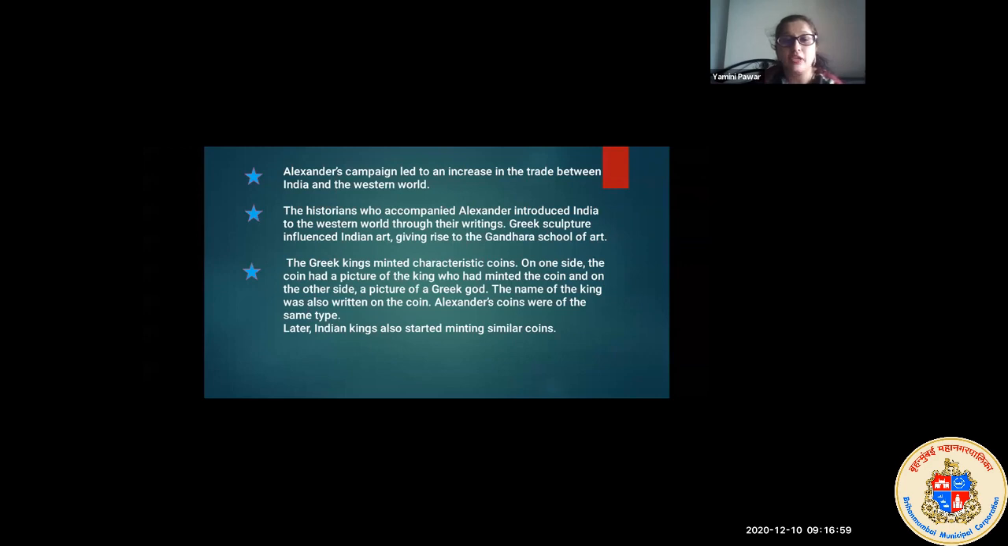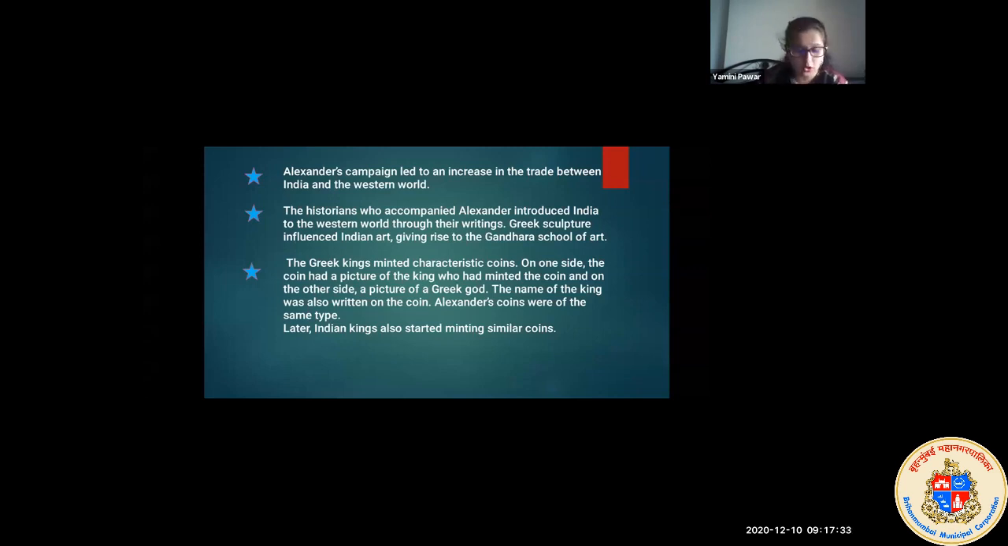Now, looking at the second point, the historians who accompanied Alexander introduced India to the Western world through their writings. Now, who are the historians? The ones who write history are known as historians. And what is accompanied? That is being part of something. Someone who was a part of the thing, which means whatever was happening at that time, there were some people there and they wrote history.